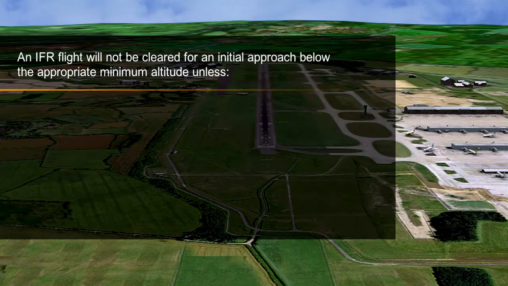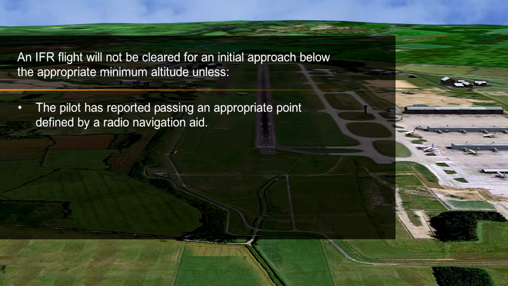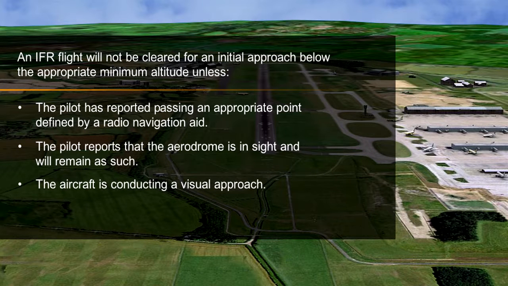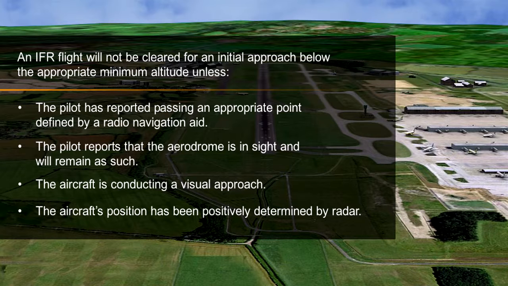An IFR flight will not be cleared for an initial approach below the appropriate minimum altitude, unless the pilot has reported passing an appropriate point defined by a radio navigation aid, or the pilot reports that the aerodrome is in sight and will remain as such, or the aircraft is conducting a visual approach, or the aircraft's position has been positively determined by radar, or the controller has the aircraft on radar and a lower minimum altitude is available.